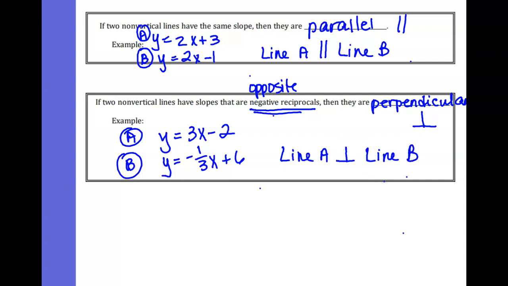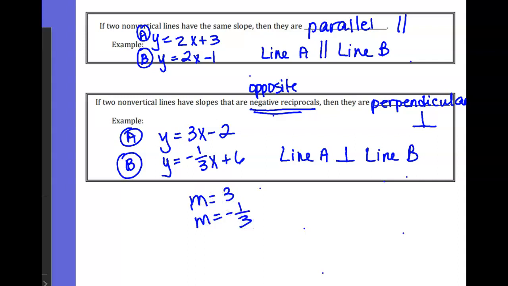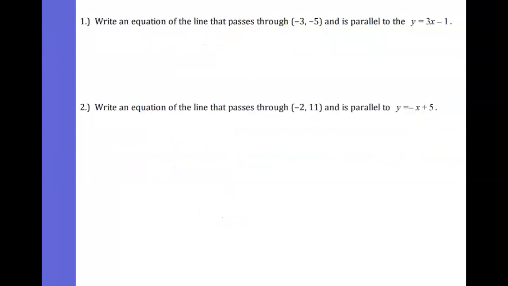Line B is perpendicular to A, because if we notice the slope here is 3, and then we have negative 1/3. So they're the opposite or negative reciprocals. Okay, so keep that in mind. Parallel, same slopes; perpendicular, opposite reciprocals. So write an equation of the line that passes through -3, -5, and is parallel.